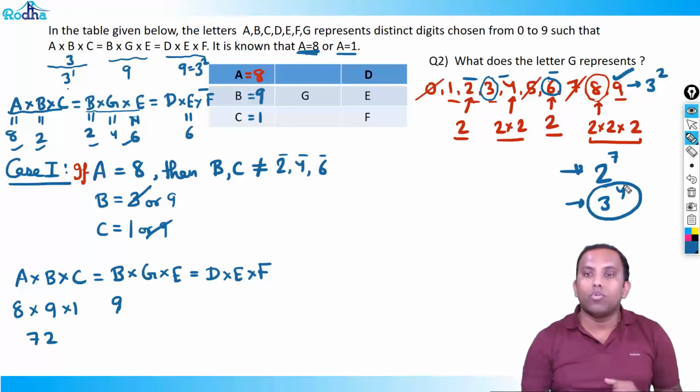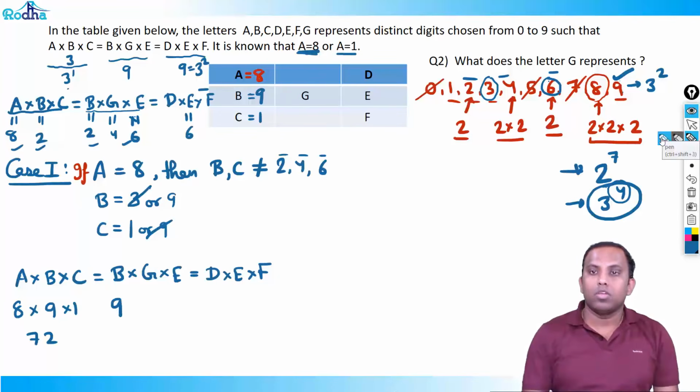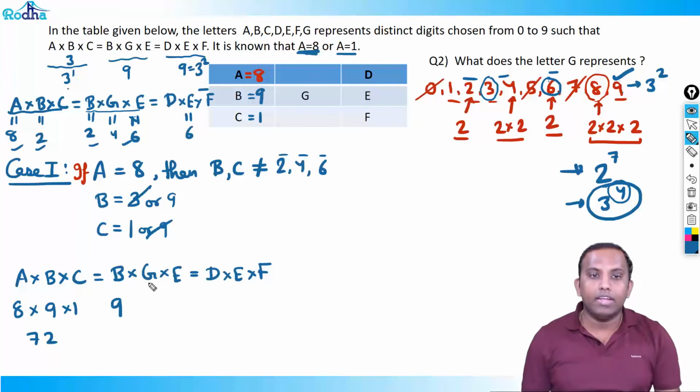Now, since we have a total of 4 threes here, I am using 3 square, right? So our main task now is to balance it. I know that B is 9. Now, obviously, G and E, right? Since I need to balance G and E, because I know that 9 into this term also needs to be 72. The second term also needs to be 72, with 9 and the number of threes and twos perfectly balanced, right?